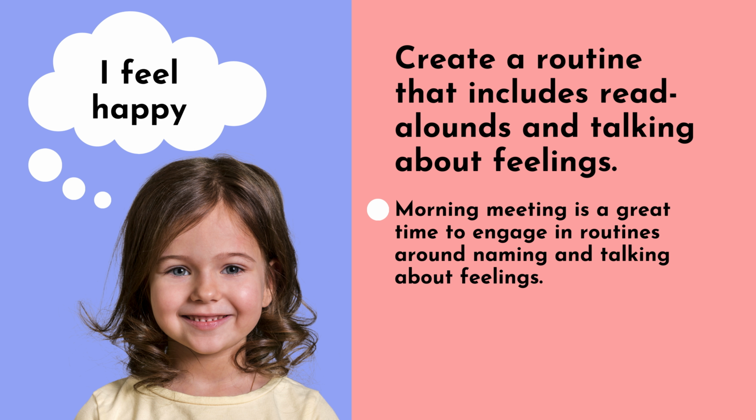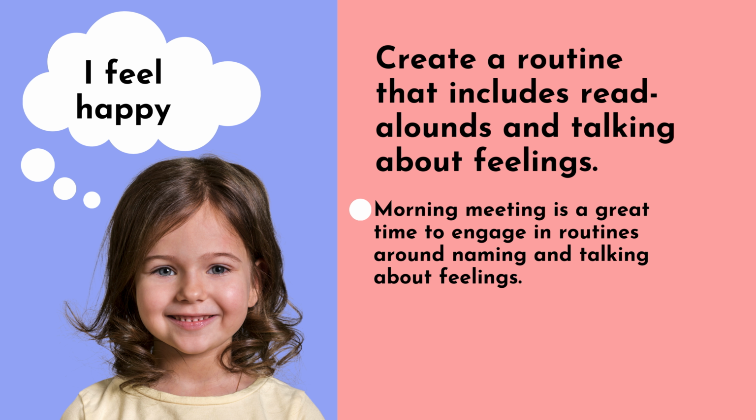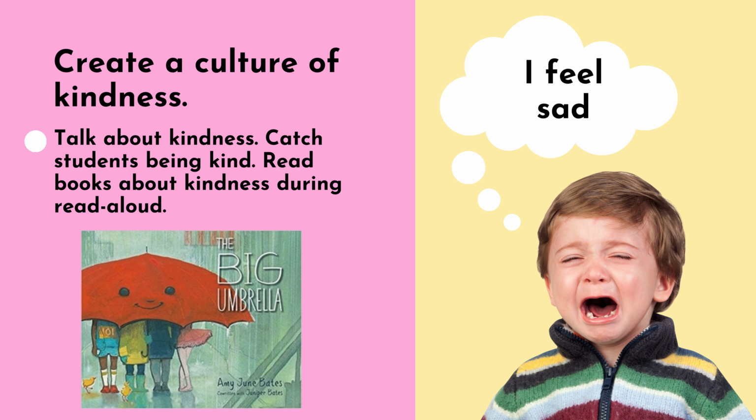Now, let's focus on fostering a culture of kindness to enhance this emotional understanding. Building a culture of kindness complements the emotional routines you've established. Discuss kindness regularly, recognize and praise kind actions, and incorporate books like The Red Umbrella and Have You Filled a Bucket Today? into your read aloud sessions. These activities help instill empathy and inclusion. Moving forward, let's explore strategies for helping students manage their emotions throughout the day.